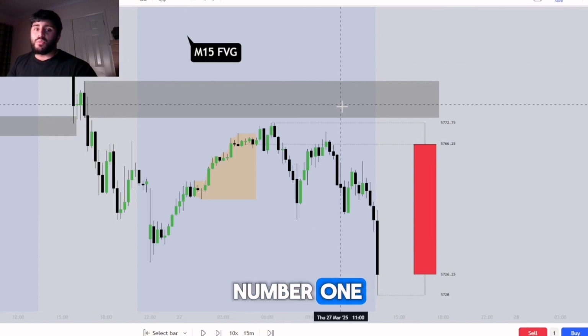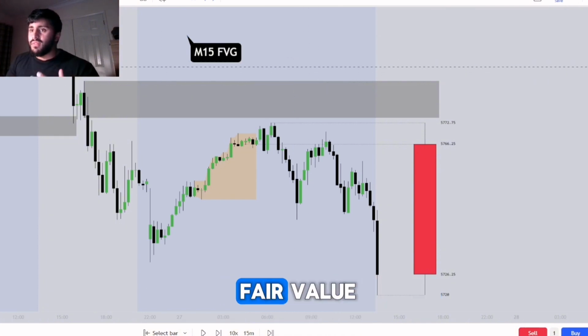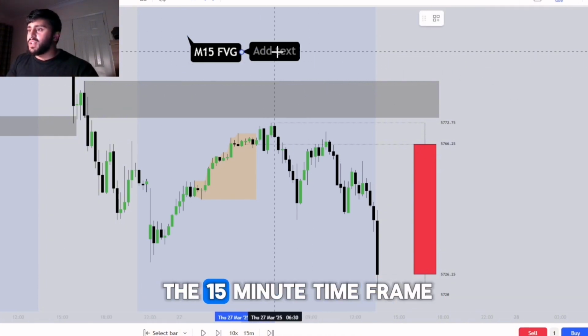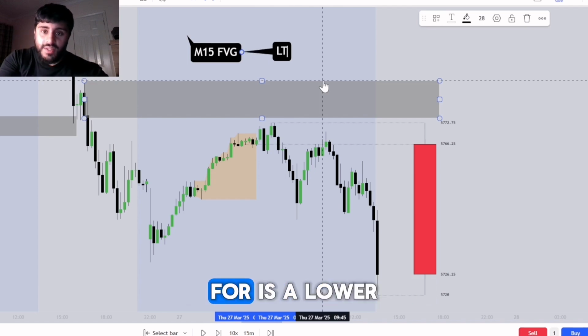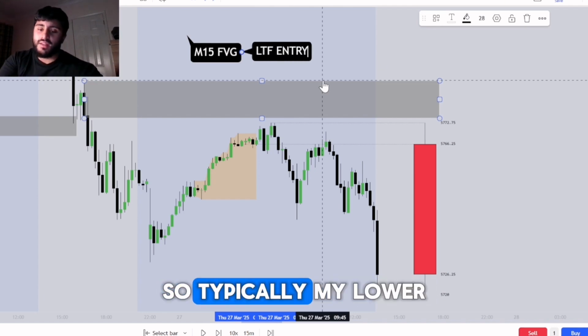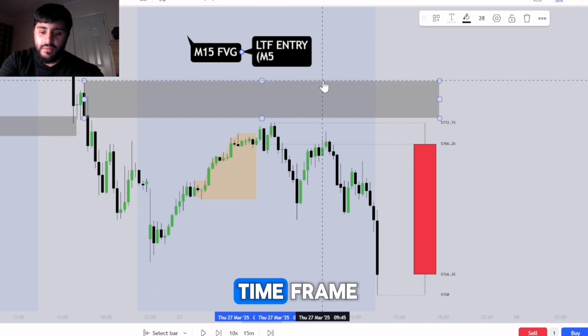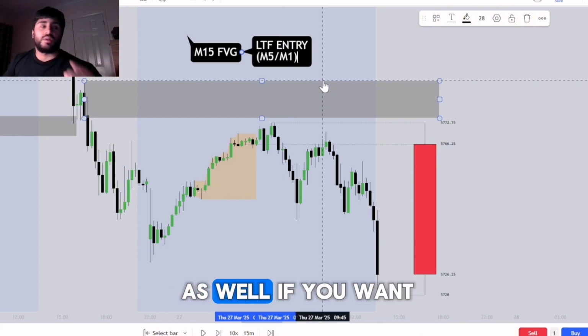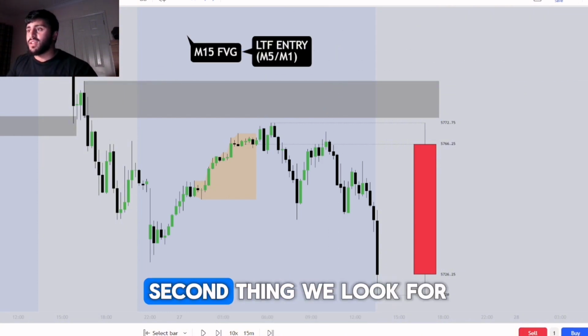So this is step number one. We've analyzed 15-minute fair value gaps, right? We've analyzed things on the 15-minute time frame. The next thing we're going to look for is a lower time frame entry. Typically my lower time frame entry will be the 5-minute time frame. You can use a 1-minute time frame as well if you want, right? So that's the second thing we look for.